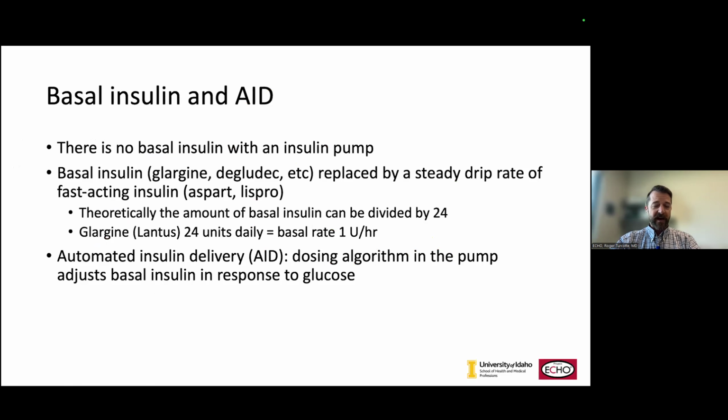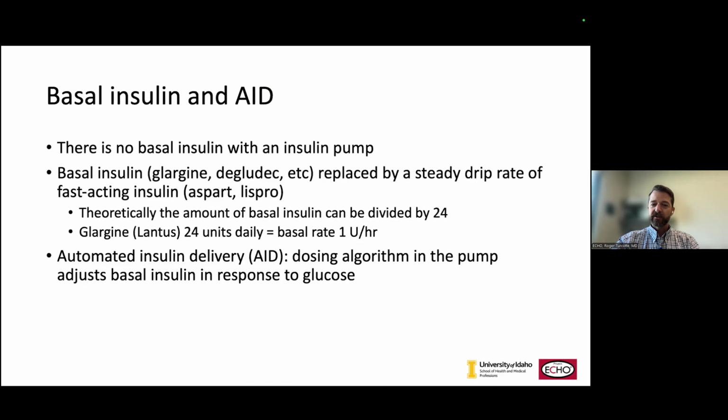So that's fast-acting insulin. A quick note on basal insulin. We're not going to talk too much about basal insulin, and that's because it's easier. An insulin pump does not have basal insulin, so patients don't use basal insulin when they have an insulin pump. Whatever their basal insulin was, it gets replaced by this steady drip, drip, drip rate of whatever their fast-acting insulin is, whether it's Aspart or Lispro.